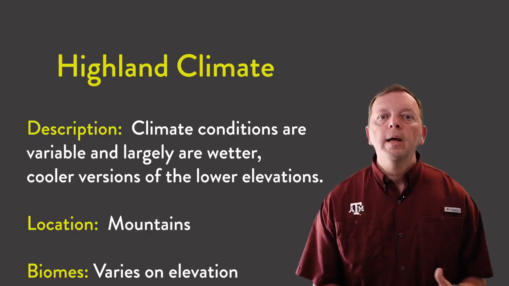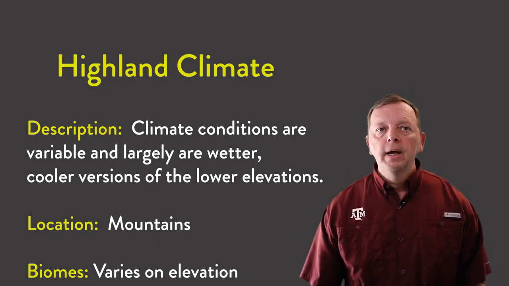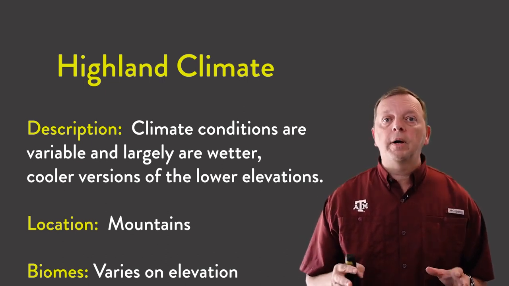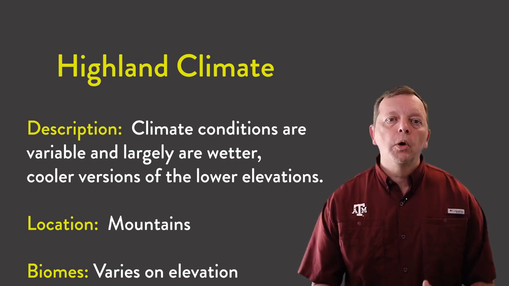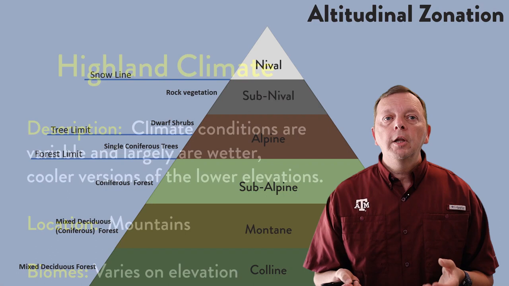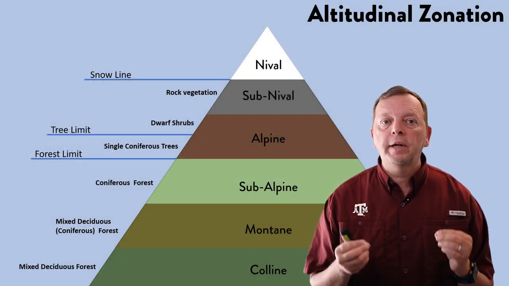The last type of climate is the one that was actually added after Köppen created his classification guide. This climate is the highland climate. The highland climate is found in the world's mountains, but really it isn't one climate, but it can be several depending upon how high it is in elevation. The climate conditions change based upon the elevation of the mountain, but generally are wetter, cooler versions of those found at lower elevations.